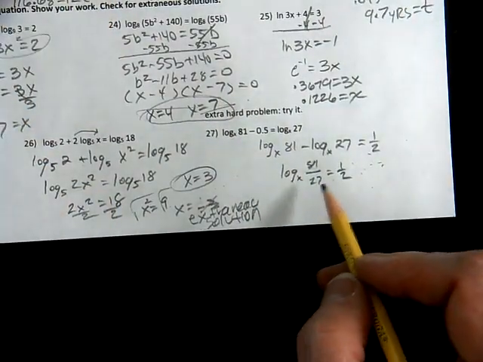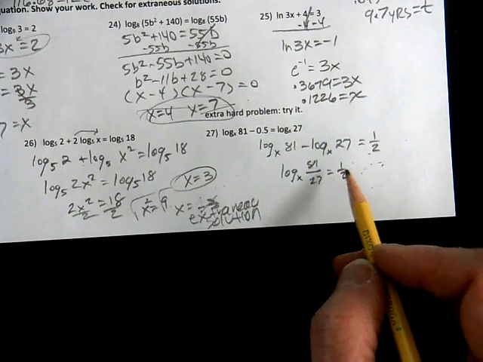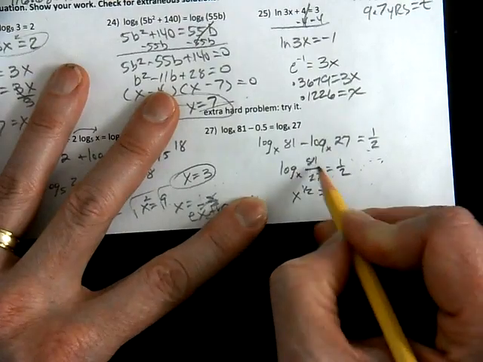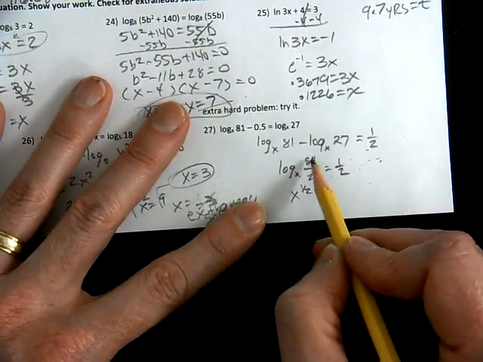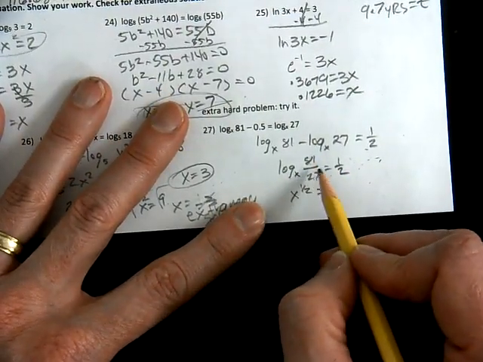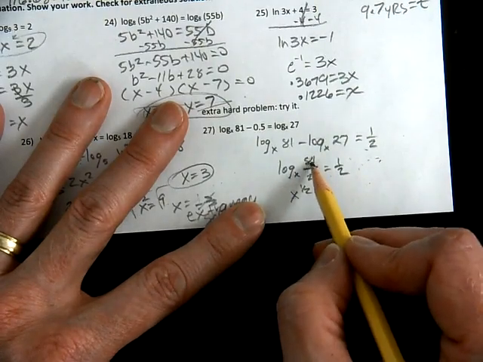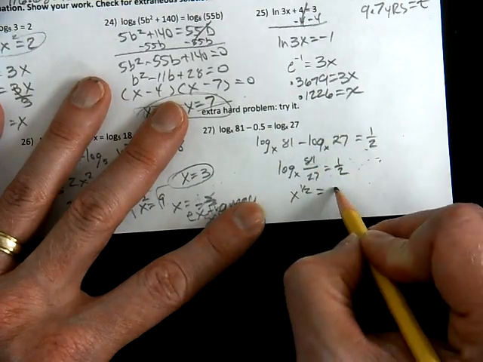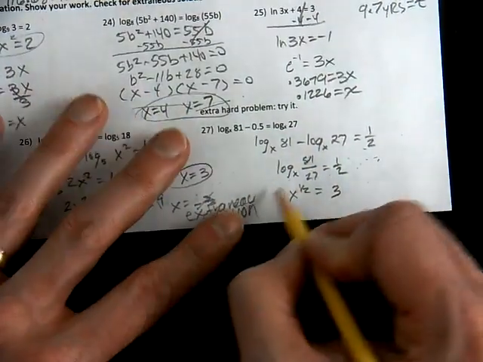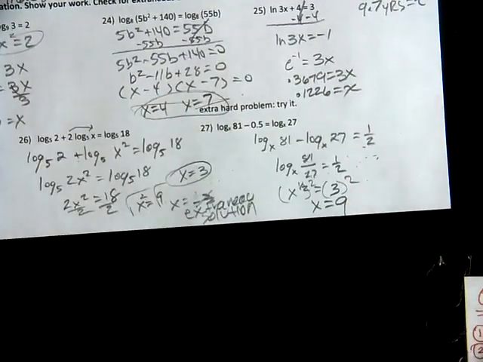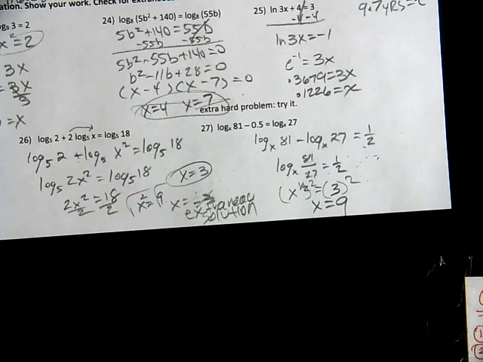Now we have the logarithm that equals a value, equals the exponent. So this is x to the half power equals 81 over 27. Well, I know that 27 goes into 81 three times. And then we'll square both sides, and x equals 9. So base of 9. There we are, everybody. Good luck.